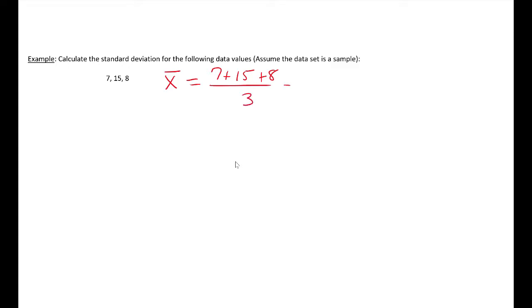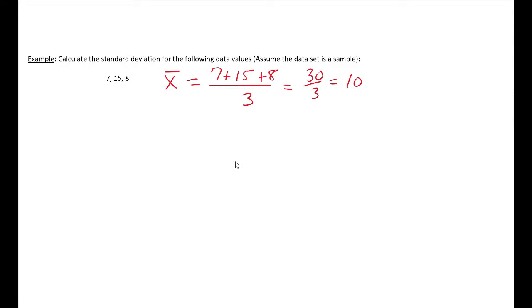Okay, so 22 plus 8 is 30, divided by 3. We actually get a nice mean of 10 there. Okay. All right, so now this is what we do.